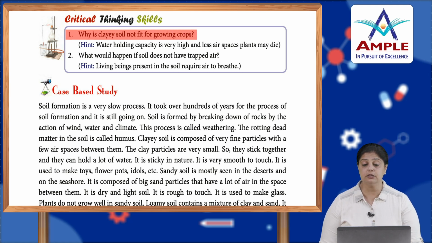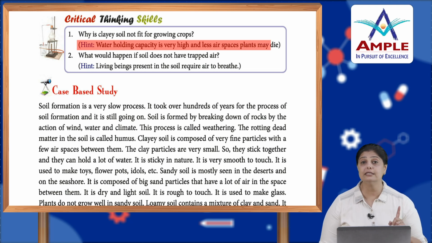Clay soil has a lot of water holding capacity, but what does it not have, which is a very important factor for the survival of plants? It is the air, because it does not have much air. It has fewer air spaces. That is the reason why the plants may die, and it is not suitable for growing plants or crops.